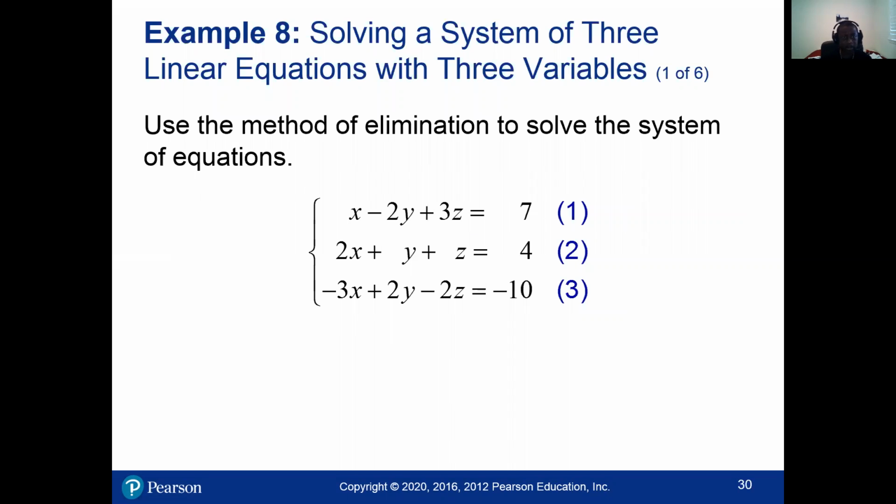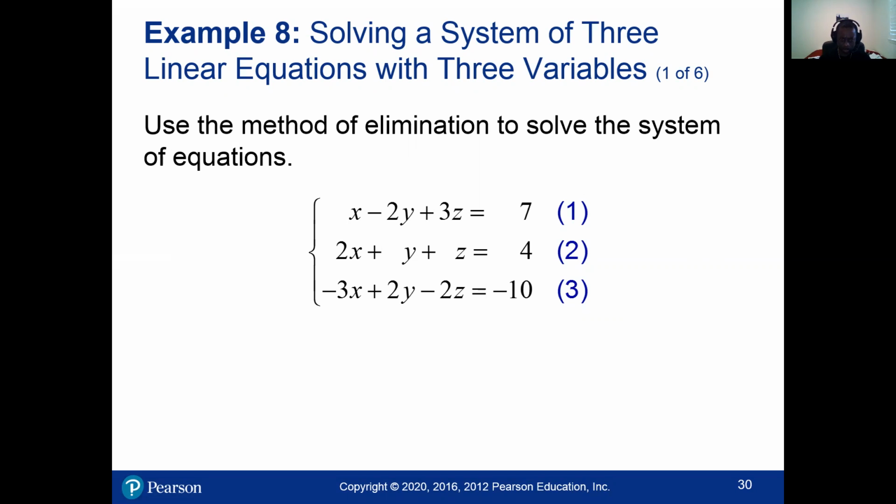All right, so let's take an example. That would be example 8 for this section. We have three equations in the system. It says x minus 2y plus 3z equals 7, 2x plus y plus z equals 4, negative 3x plus 2y minus 2z equals negative 10. So there are three equations.